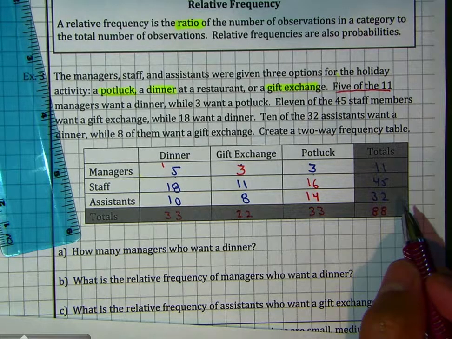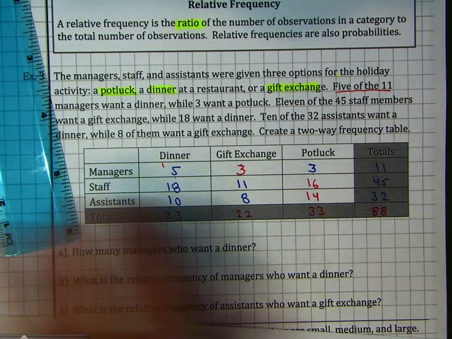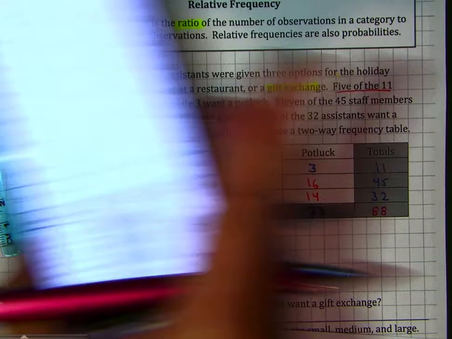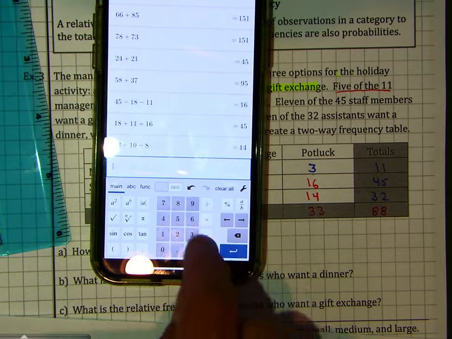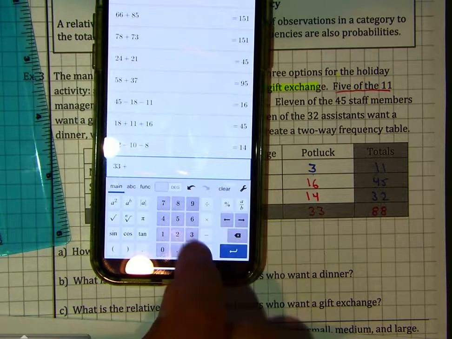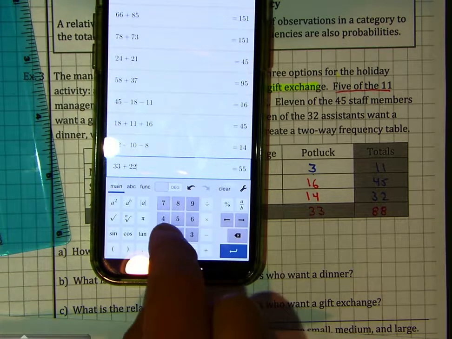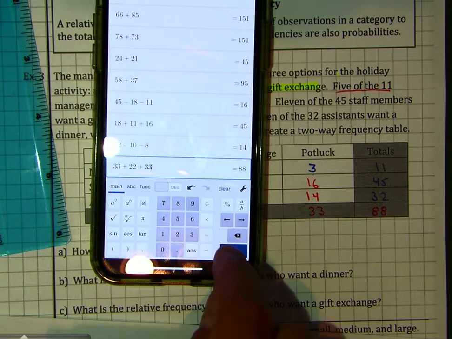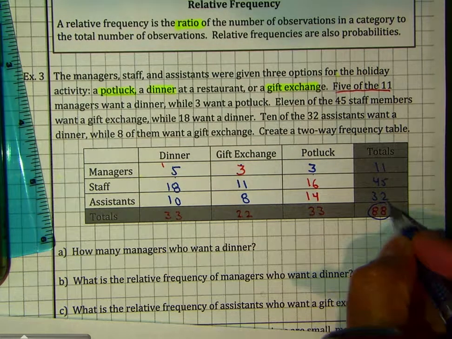Now I do need to confirm, so therefore I'm going to add those three numbers and that should give me 88 as well. So we have 33 plus 22 plus 33. That gives me 88. So therefore this number is correct and we confirm it.